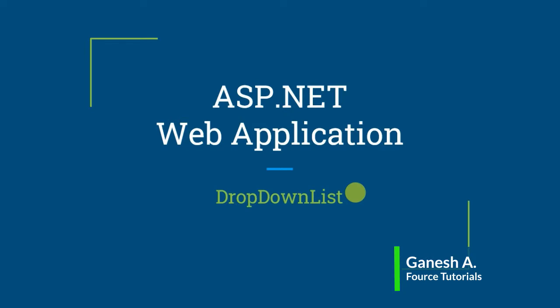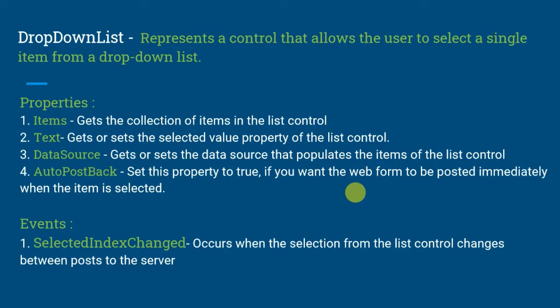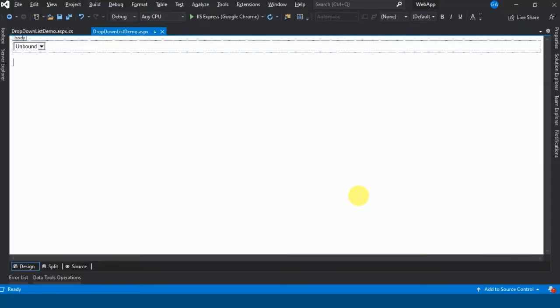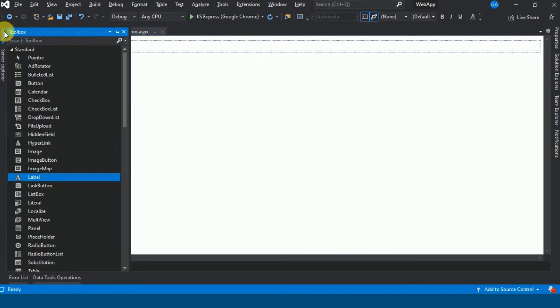The topic that we'll be discussing today is drop-down list. A drop-down list represents a control that allows the user to select a single item from a drop-down list. Let's look into how the design of a drop-down list looks. So here I have dragged and dropped simply from the toolbox a drop-down list.